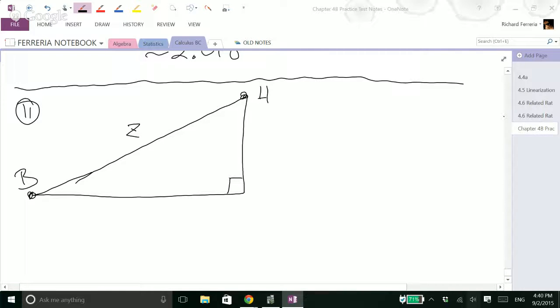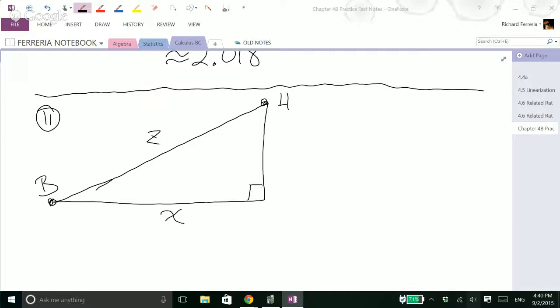All right, the distance from B to the right angle, is that constant or is that changing? It's also changing, since the boat is going inwards. Let's call that X. Good choice. Okay, the distance from point H to the right angle, is that constant or is that changing? That's constant. Good. Let's put a number there. What is it? 16.